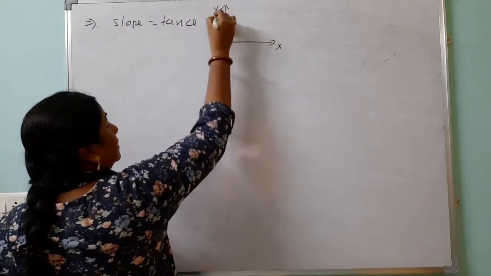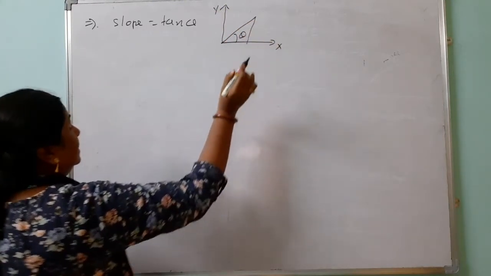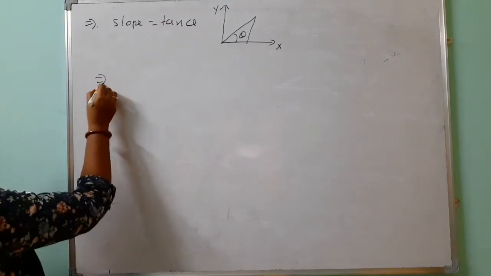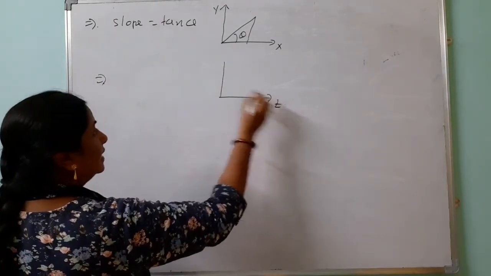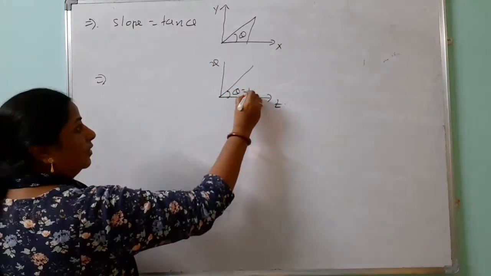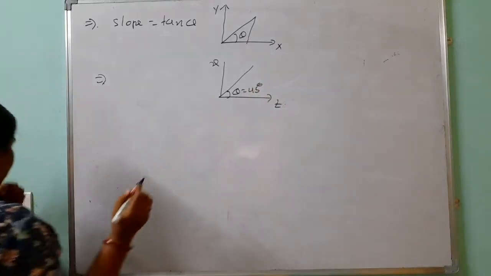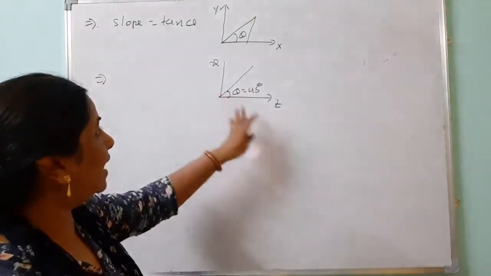X-axis, opposite by adjacent. Suppose, for example, we are taking this as the time, this is the displacement. Here theta equals 45 degrees.